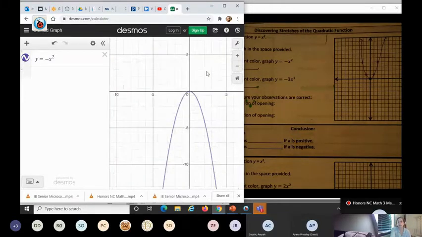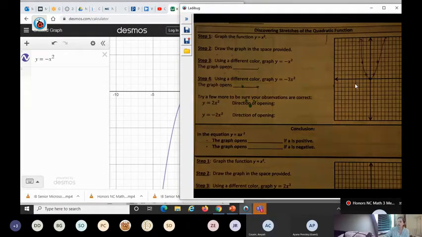Okay, so this looks like the exact same function. We just flipped it over the x-axis. So I'm going to go ahead and graph that in green.